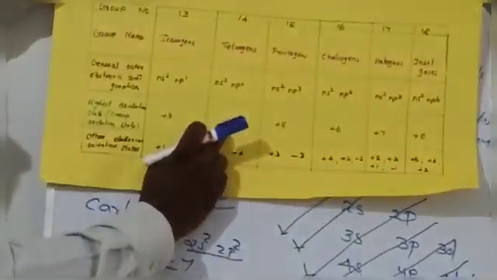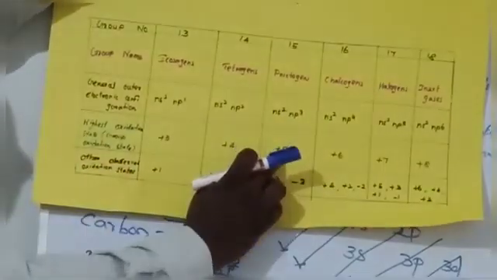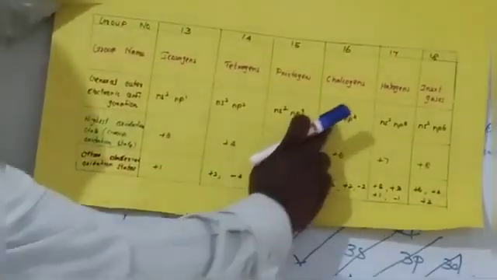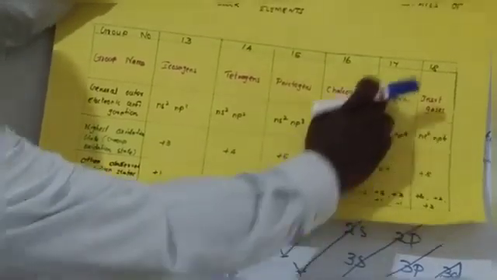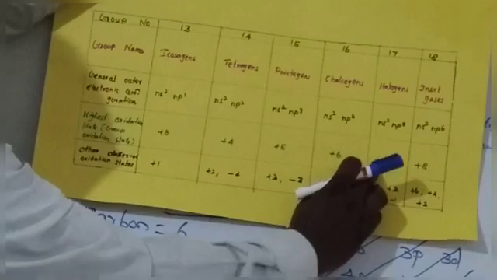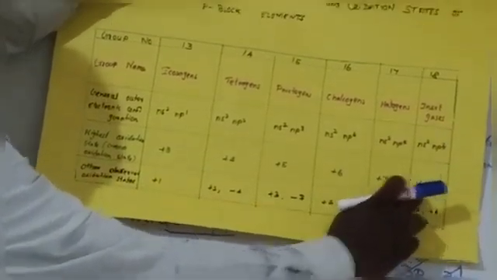Next one, the 14th group: 2 plus 2, that is 4. Next, the 15th group: 2 plus 3, that is 5. The chalcogen family: 2 plus 4, that is 6. Then the 17th group: 2 plus 5, that is 7. The 18th group: 2 plus 6, that is 8. Like that, it's the oxidation state.